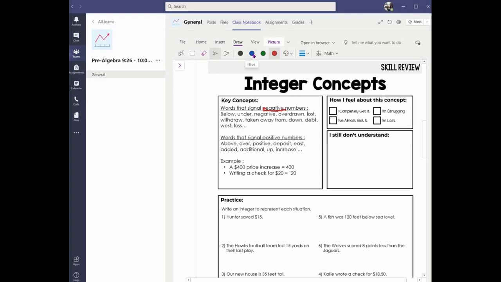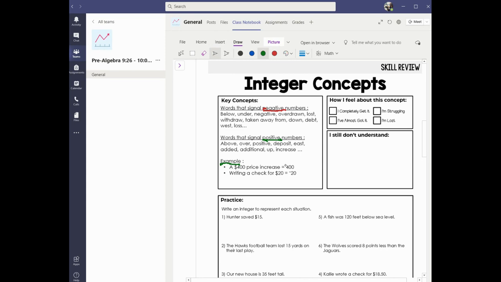Now, we also have words that signify positive numbers, and those words could be above, over, positive, deposit, east, added, additional, up, or increase. In our example here, we see that a $400 price increase is a positive $400.